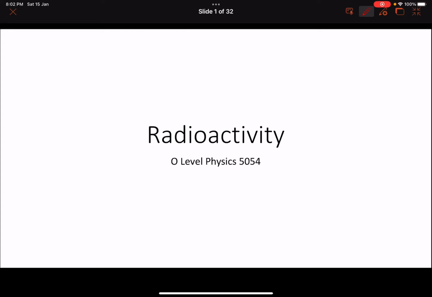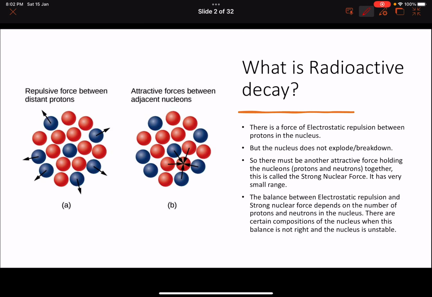This will be a series of lectures on the chapter of radioactivity, and we will be looking at the chapter from the perspective of O-level syllabus. So this is part 1 of this series. Let's first understand what is radioactive decay, what is this process, and why does it occur.